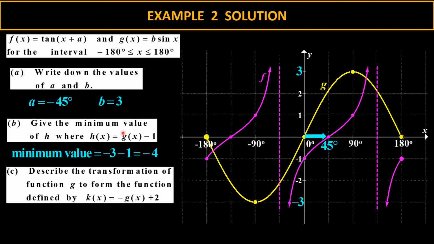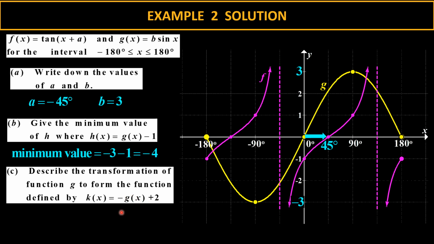Describe the transformation. So in words, I must look at my transformation. I look at g(x), which is b sin x. But in this case, I want to identify the transformation of g, and I've got a new function here. Let's say that is k(x), and that is -g(x) + 2.